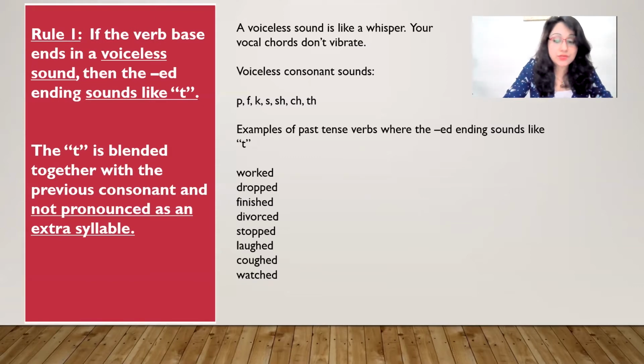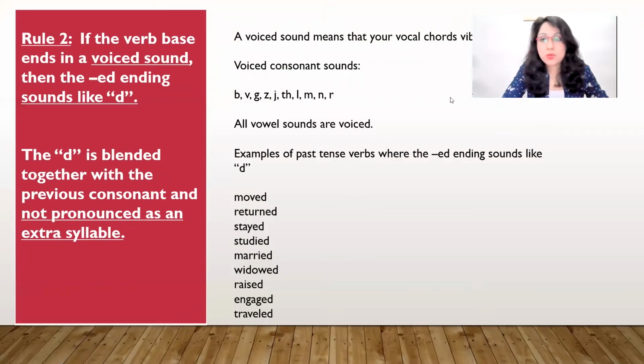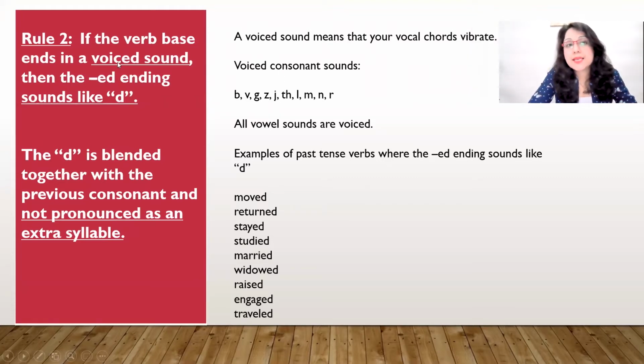Looking at your next rule. Okay, so the second one is, all right, if the verb base ends in a voiced sound, then the ed ending sounds like a d. Okay, so when I say voiced sound, that means your vocal cords vibrate. B, b, b, v, v, v, g, g, g, z, j, j, th, th, th, r. Okay, so that's what we mean when we say these are voiced sounds. Again, like I said before, keep your hand here and then try making these sounds. These are all voiced consonant sounds.